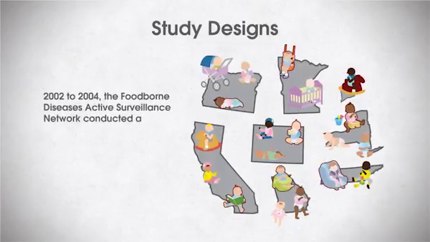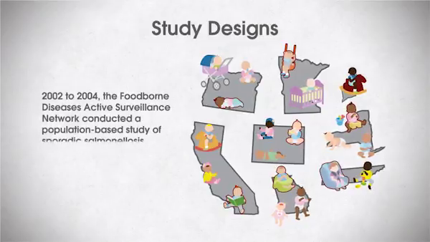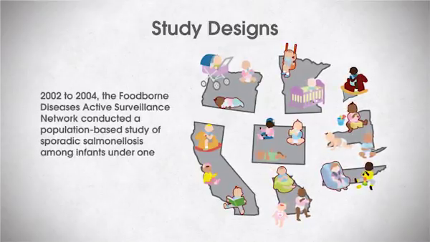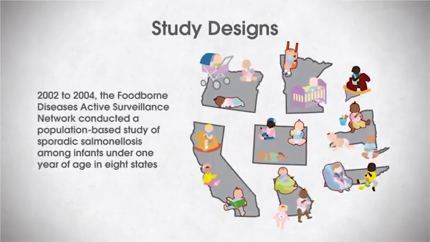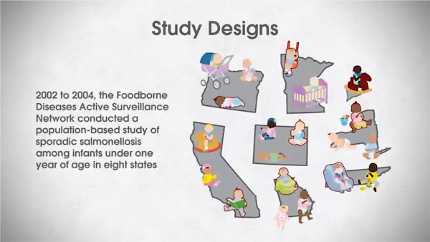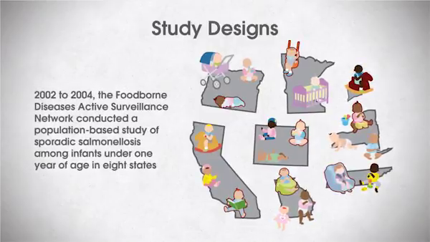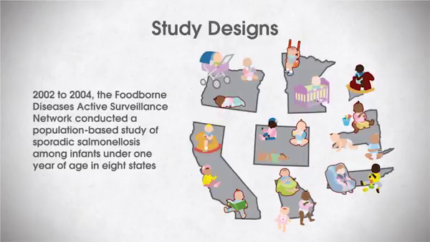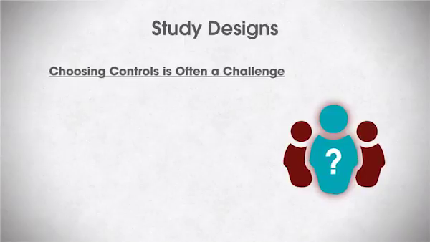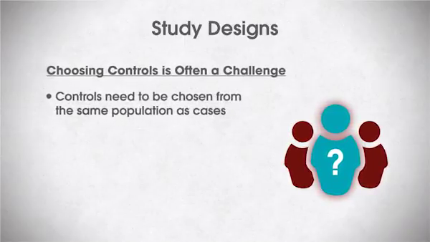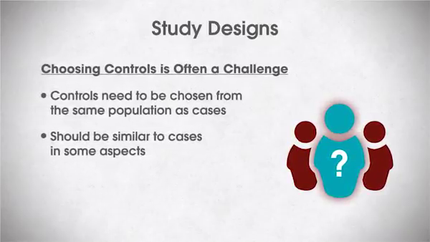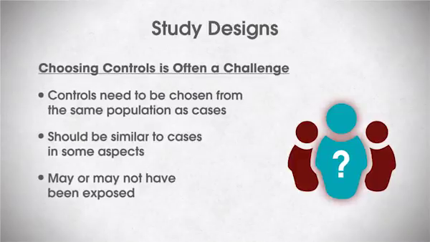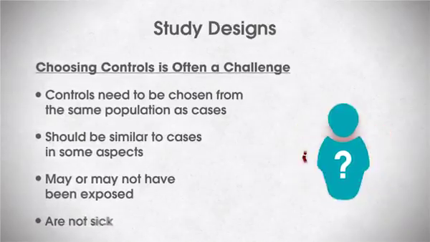An example of a real-world case control study took place during 2002 to 2004 when the Foodborne Diseases Active Surveillance Network conducted a population-based study of sporadic salmonellosis among infants under 1 year of age in 8 states. Cases were identified via active laboratory-based surveillance, and healthy controls were frequency matched by age and identified through birth registries or published birth announcements. Choosing controls is often a challenge for an epidemiologist. Controls need to be chosen from the same population as cases and should be similar to cases in some aspects, except that they may or may not have been exposed, and they aren't sick.